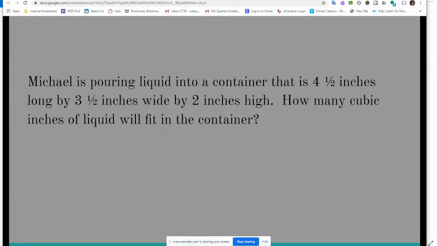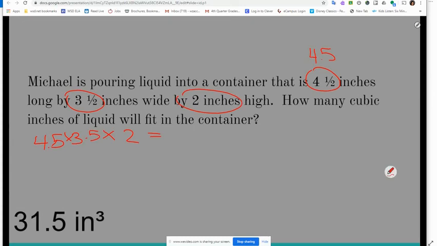All right, the next one is a word problem, which is simple. We're going to take our clues that we have. He's pouring liquid into a container that's 4.5, and then 3.5. And then we're going to multiply that by 2. And our unit of measure is inches. So our answer would be in inches cubed. And if you came up with 31.5 inches cubed, you have the correct answer.